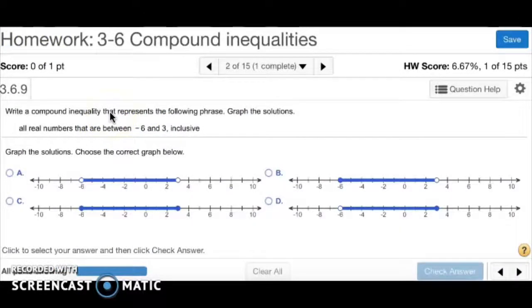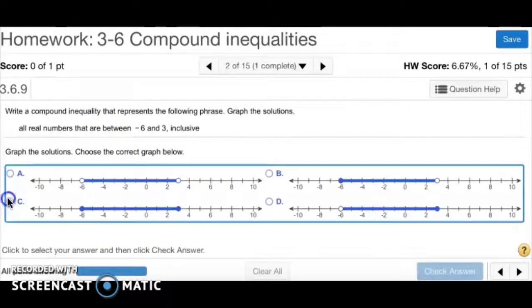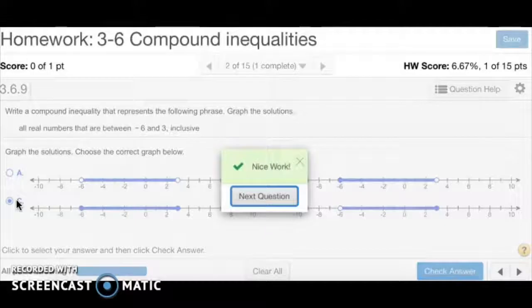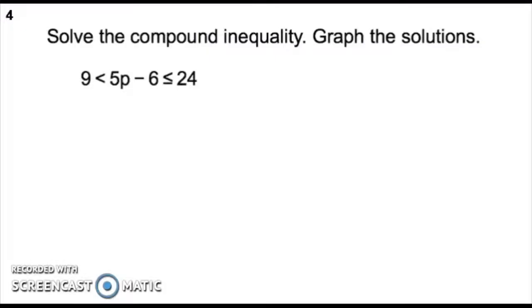Graphing it means when it's inclusive, it means closed circles. So the only one of these with 2 closed circles is C. So the graph for 2 is going to be C. Next, it says to solve the compound inequality and graph the solutions. Now, compound inequality is when there are 2 inequalities together, either as an AND statement, meaning it's an interval that's conjoined, or it would be an OR statement, meaning it's a disjunction with graphs going in separate directions. So this one's going to be a conjunction. It's going to be an interval.